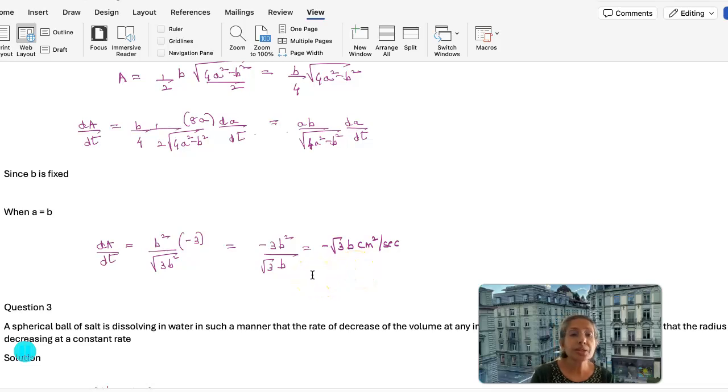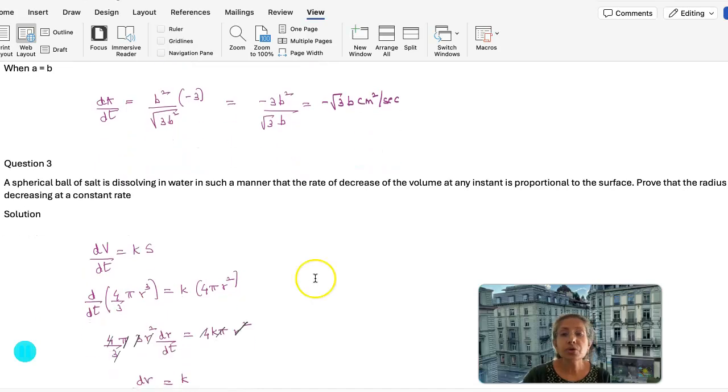Coming to the next question. A spherical ball of salt is dissolving in water in such a manner that the rate of decrease of the volume at any instant is proportional to the surface. Prove that the radius is decreasing at a constant rate. So the rate of decrease of the volume is proportional to the surface. So dV by dt is proportional to S, or dV by dt is KS.